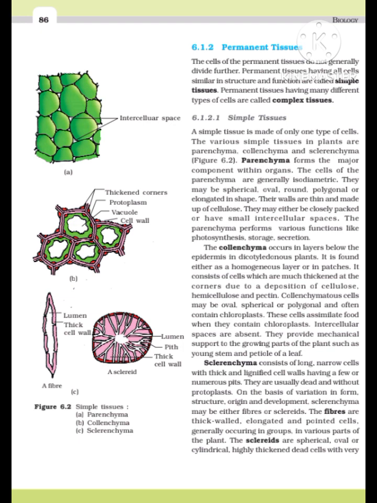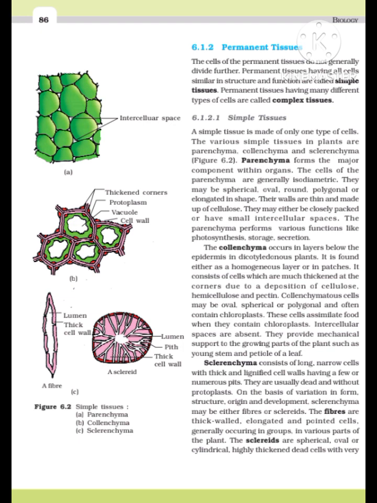Figure 6.2 Simple tissues: A. Parenchyma, B. Collenchyma, C. Sclerenchyma. The labelled parts include intercellular space, thickened corners, protoplasm, vacuole, cell wall, pits, lumen, thick cell wall, a sclereid and a fibre. 6.1.2.1 Simple tissues. A simple tissue is made of only one type of cells. The various simple tissues in plants are parenchyma, collenchyma and sclerenchyma, Figure 6.2.